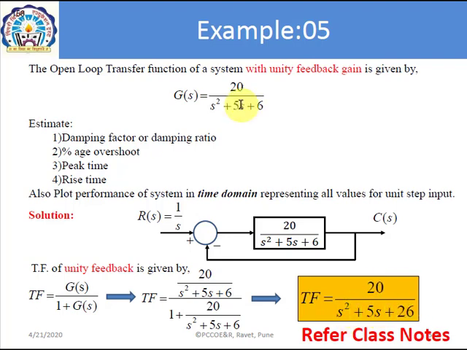Now most of the time students take this as the transfer function, and then find the values like damping factor, overshoot, rise time, and they will definitely get different values than expected. Carefully read the problem statement. Open loop transfer function of a system with unity feedback, that means for this transfer function you have to solve for unity feedback, and then you can compare that the transfer function we have is somewhat different from the given transfer function of the system. Okay, so we'll proceed with this transfer function thereafter.